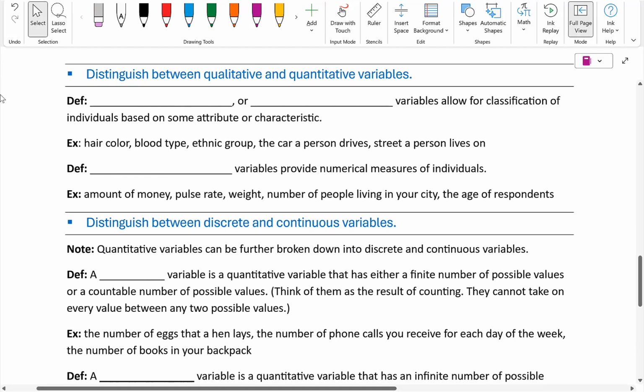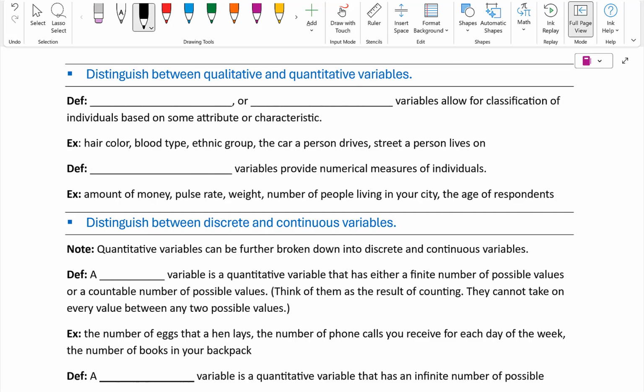We'll move on to distinguishing between qualitative and quantitative variables. For our definition, we start with a qualitative or categorical.